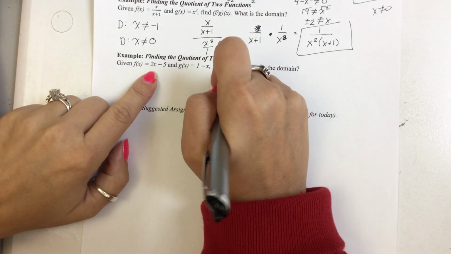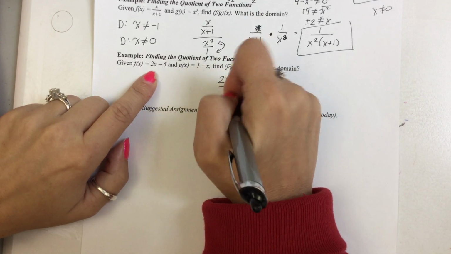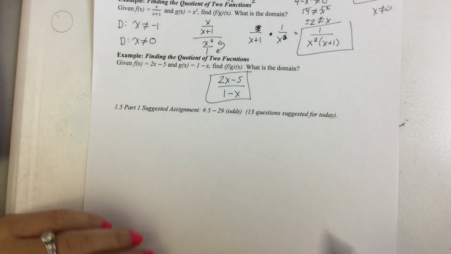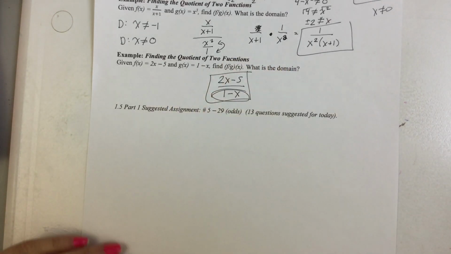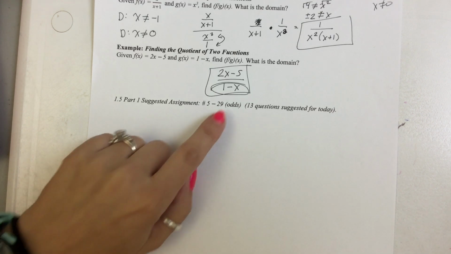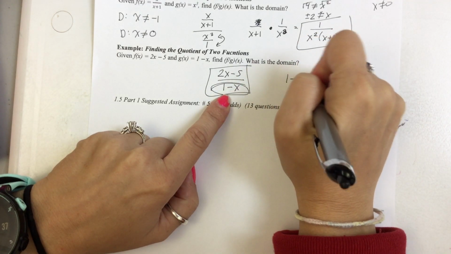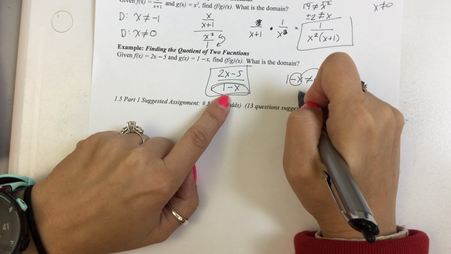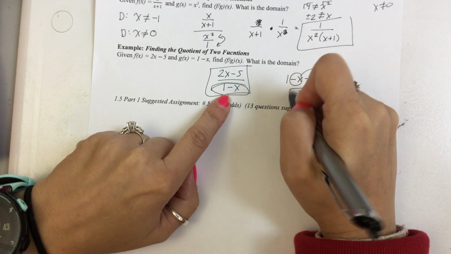Take the f function, 2x minus 5 over the g function, 1 minus x. There's your function. What is the domain? Well, now that my final answer is a rational function, meaning it's a fraction, I have to know that the bottom can never equal 0. I can go ahead and add that x over. So 1 can never equal x.